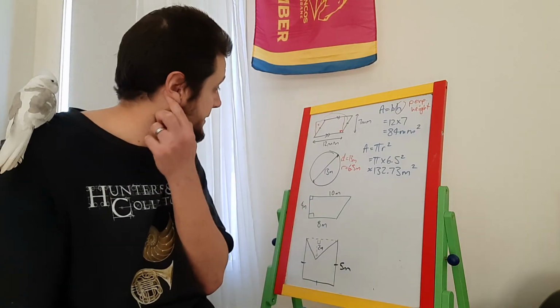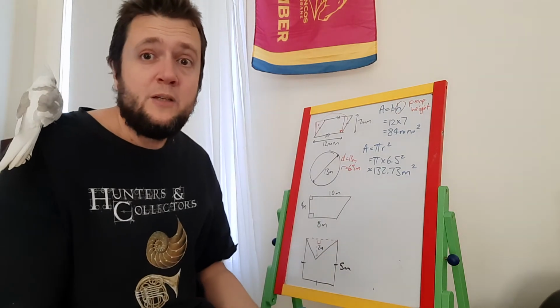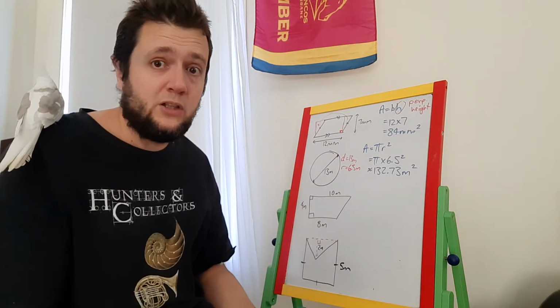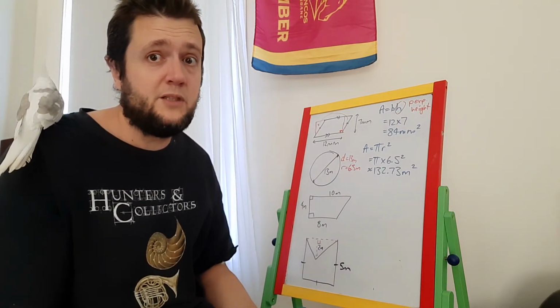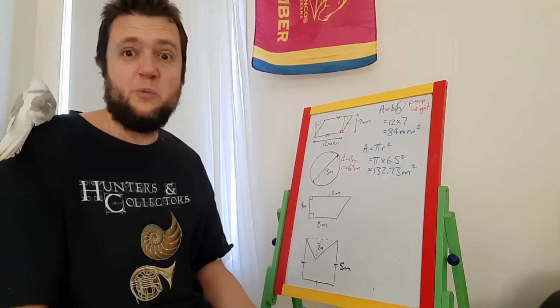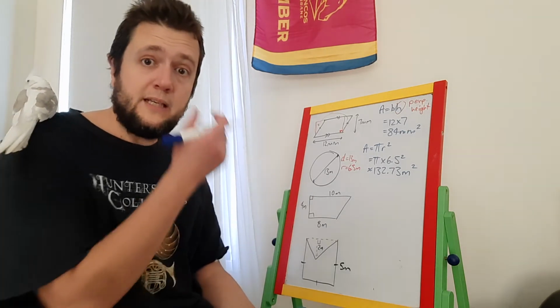Now, the last bit here is about composite shapes. We haven't covered that in class at this stage. Composite shapes is just a situation where you combine more than one shape. And I'm going to do 2 quick examples of it.